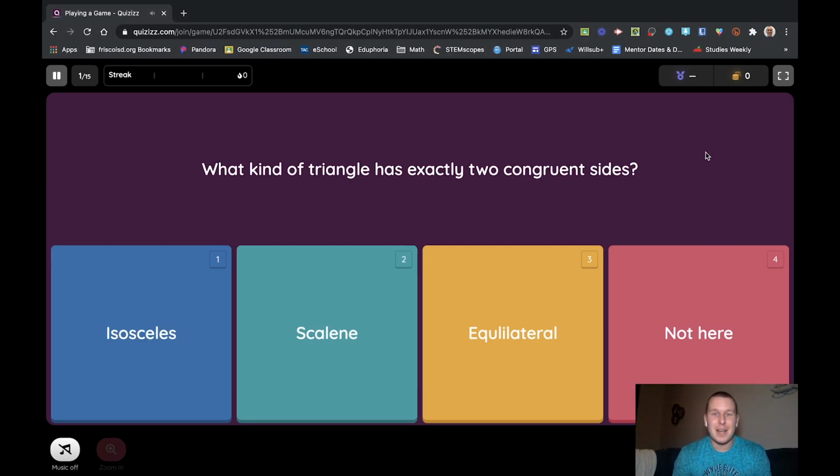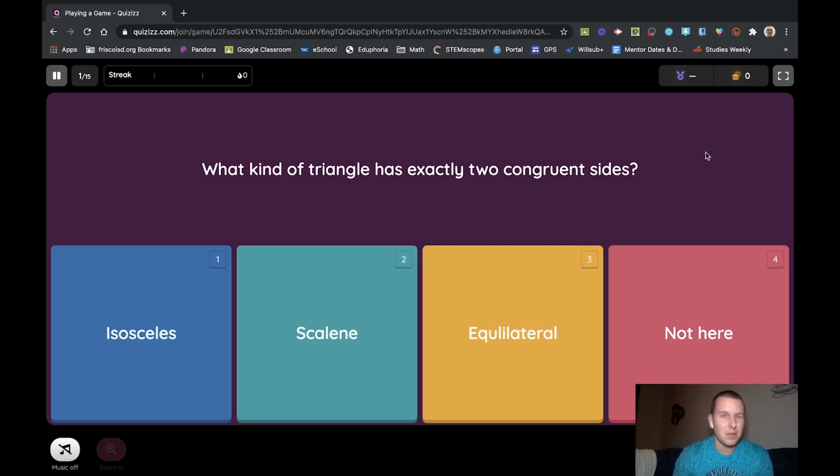What kind of triangle has exactly 2 congruent sides? I mean, all triangles have 2 sides. We have isosceles, scalene, equilateral, or none of these. Something I know is that the 3 names we see, isosceles, scalene, equilateral, are all names of triangles by their sides. So those definitely are going to be our answers.